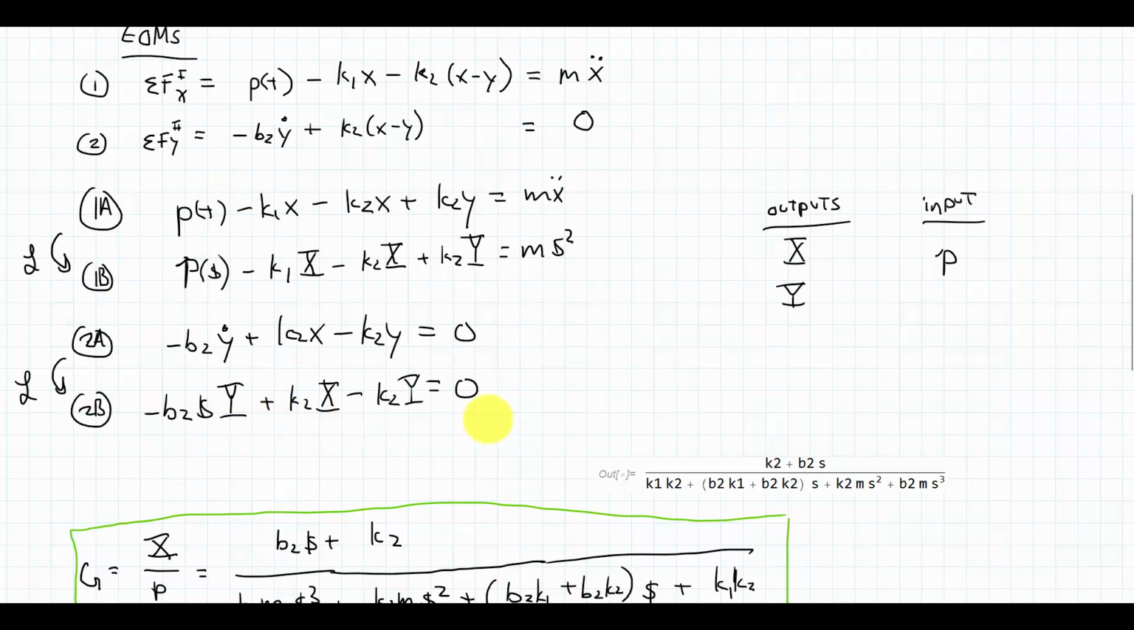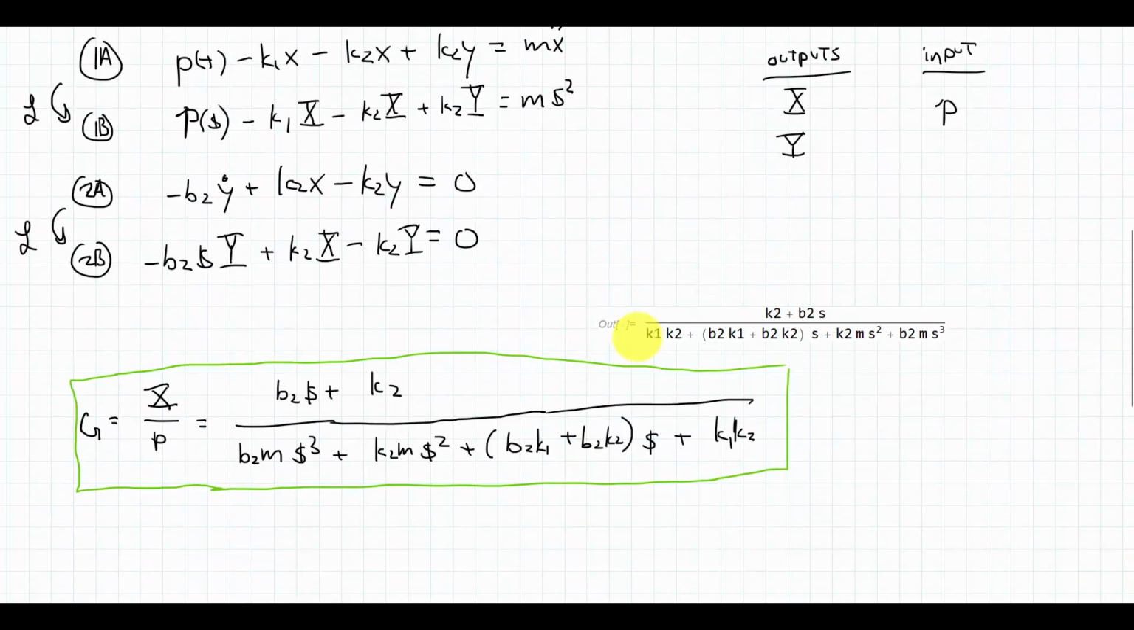I want to count up how many outputs I have and how many inputs I have. Two outputs, the position of the node y and the position of the mass x, and one input in my system, the force P. I have two outputs, and right now two equations, 1b and 2b, which means I will be able to solve these two equations for my two outputs. And that's what I did in Mathematica. I let it do the algebra for us.